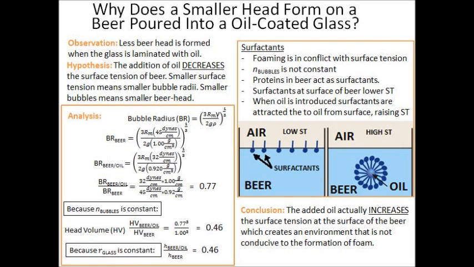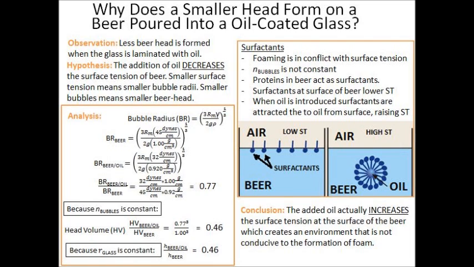When we introduce oil, those hydrophobic tails want to come down and join the oil rather than stay on the surface. So oil is stealing surfactants from the surface, raising the surface tension of the beer, making it less conducive to foam formation.